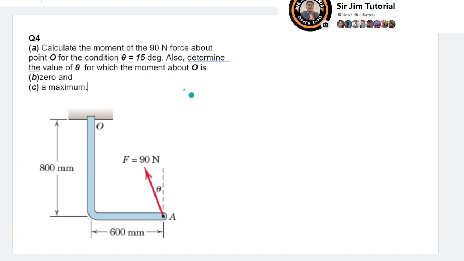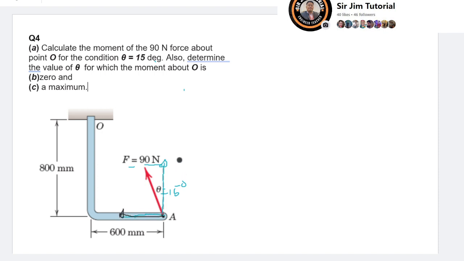Okay, for this one, the condition is to calculate the moment of this 90 kilonewton provided that the theta is 15 degrees. This one should be 15 degrees. Okay, so let's compute for the moment. So you have this vertical component, which is adjacent to theta, and then horizontal, which is also here. Okay, horizontal is here.